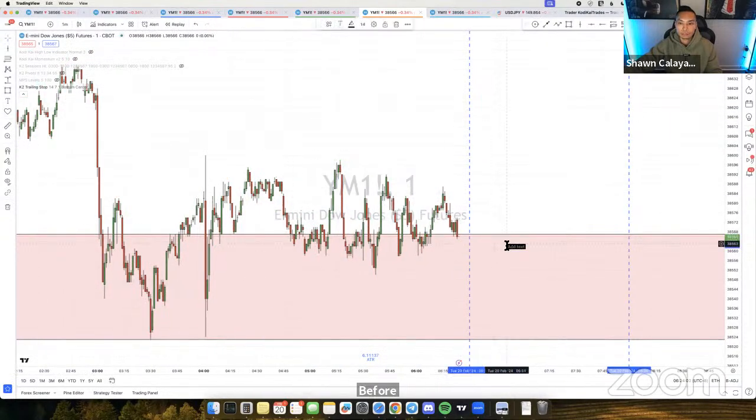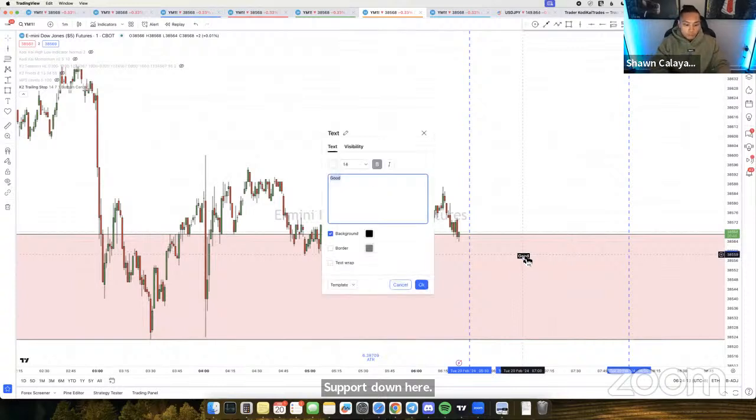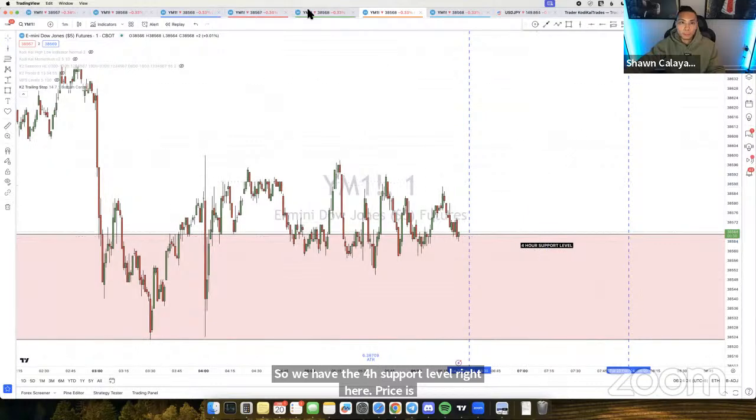All right, so with that said, we have the 4 hour support down here. So we have the 4 hour support level right here. Price is looking like it's going to bounce off it. That's pretty much it for now. So we'll see what happens here when market opens.